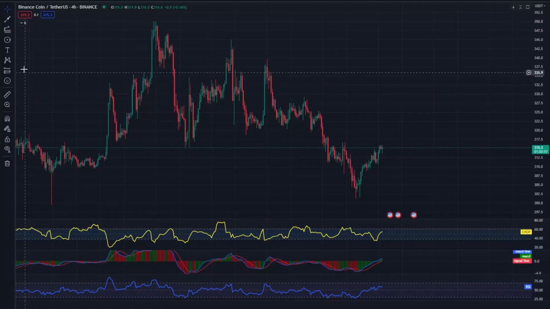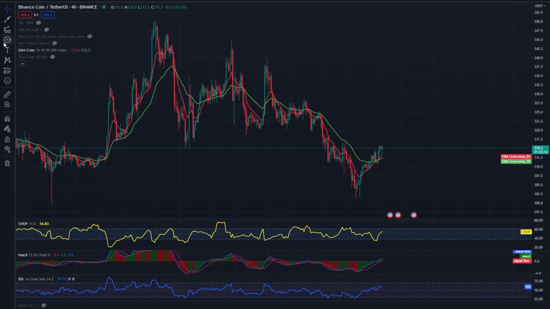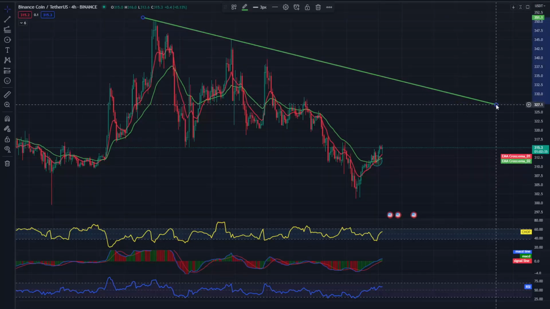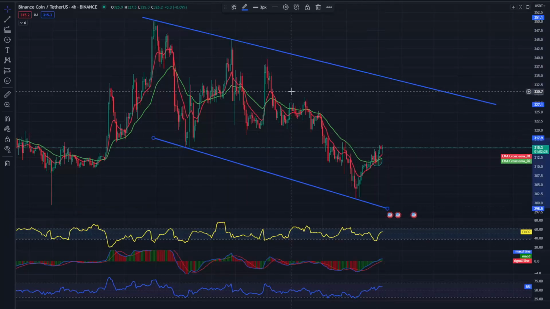The last one in today's charts is the BNB to USDT chart on a one-day timeframe. First, we will check the EMA cross 10 and 30, where we can see confirmation of the transition to an uptrend. Now, using the blue lines, we will mark the downtrend channel where the price has been moving for a long time.